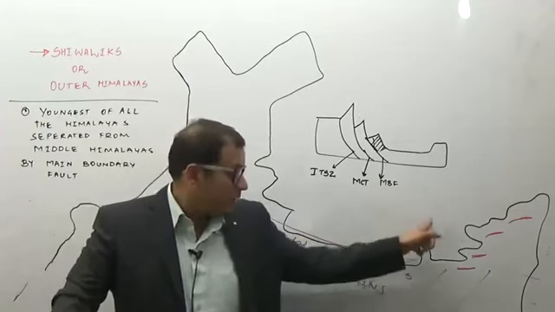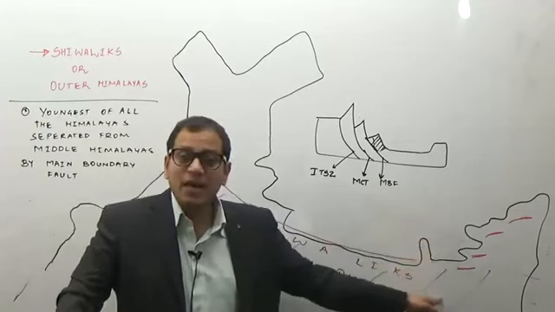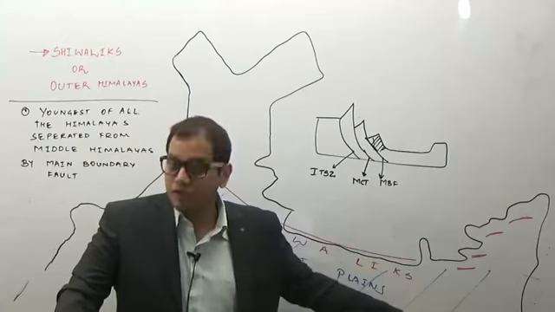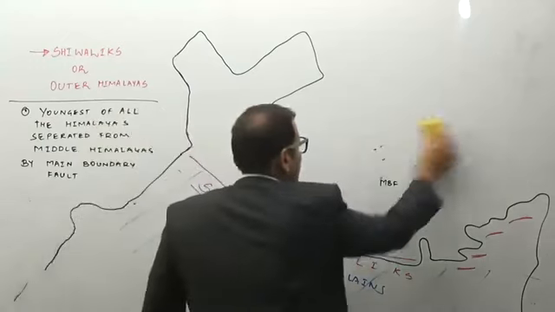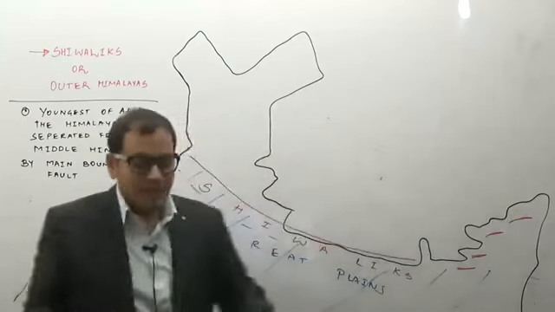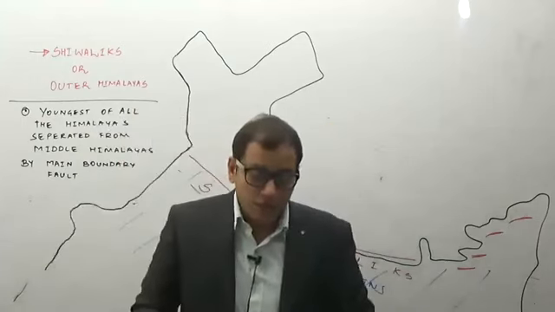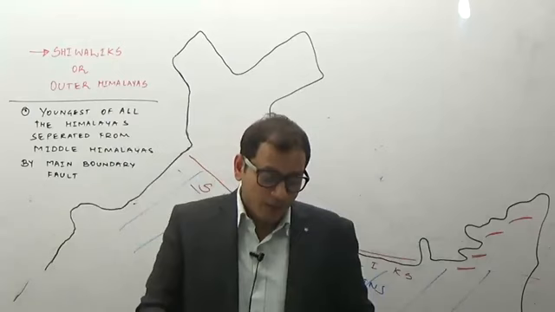At the river Tista, where the river Tista enters Bangladesh as a tributary of river Brahmaputra, they are a series of broken mountains. So these are the youngest of all the mountains. They run continuously in the east-west direction.